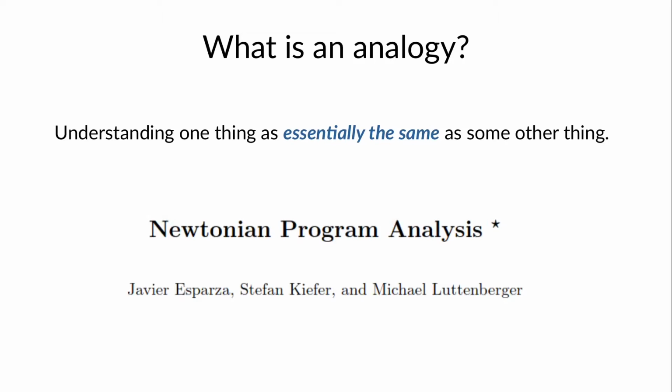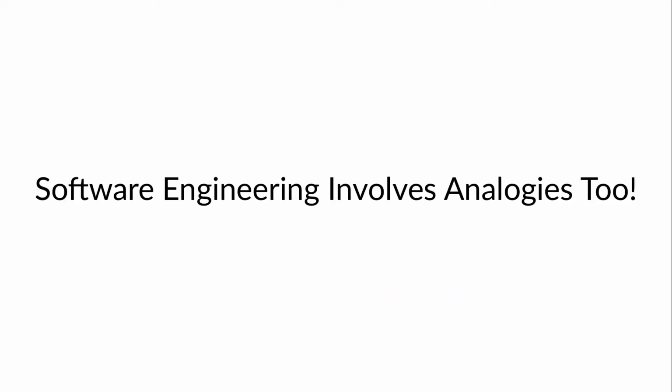Here's a paper on Newtonian program analysis, which adapts Newton's root-finding method to find fixed points of programs. Their algorithm is not exactly the same as Newton's method, which worked for polynomials on the real line, but for anyone familiar with both Newton's method and program analysis, these three words communicate very effectively the core idea of the paper. In fact, analogies are used extensively in software engineering as well.